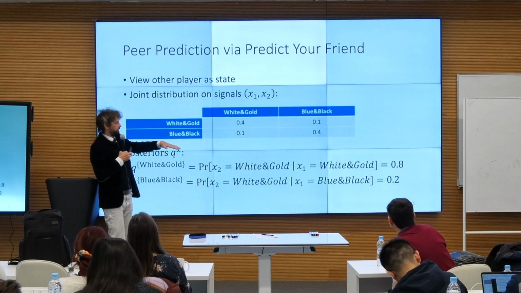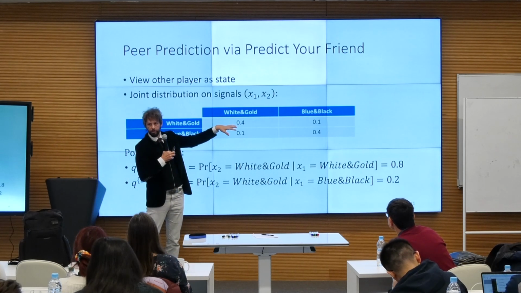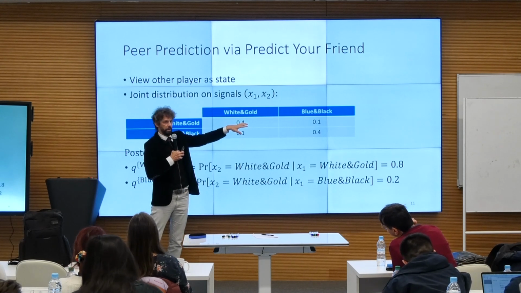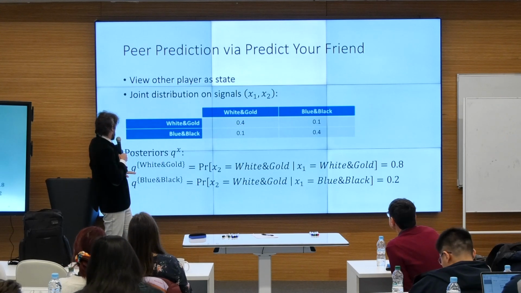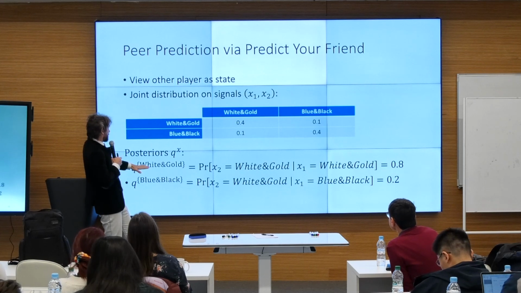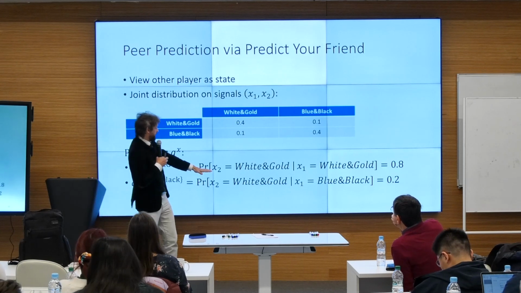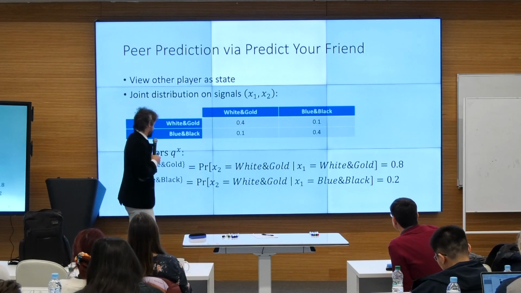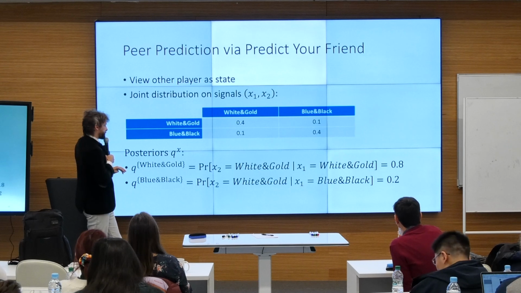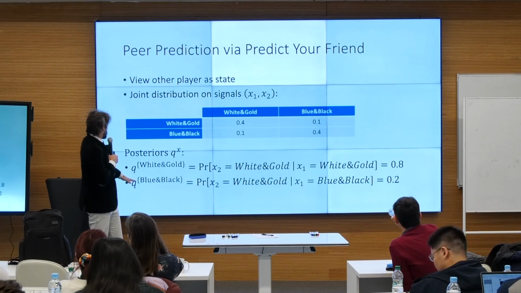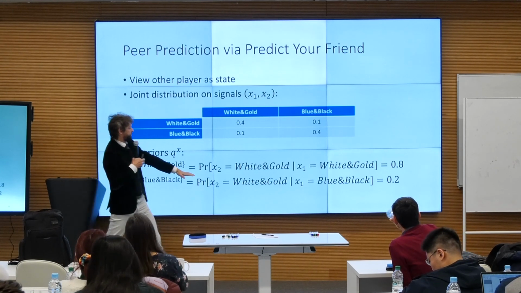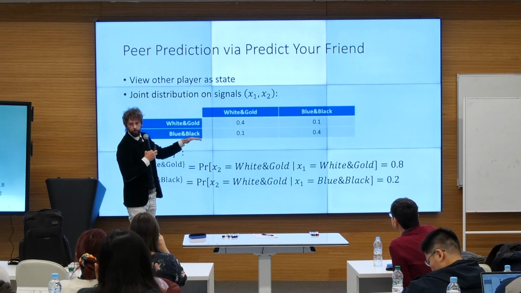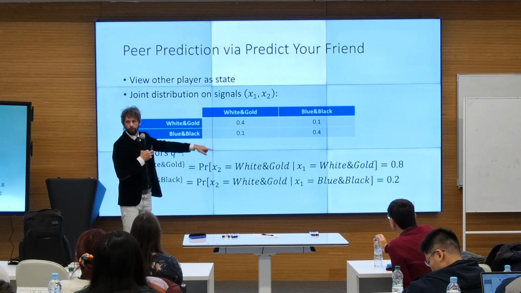on what your friend sees. Because you're in this row, you divide by the total probability of this row, and you get 0.8 and 0.2, because the row probability is 0.5. And so your posterior belief, given that you see white and gold, is the probability that your friend sees white and gold, conditioned on the probability you see white and gold, and that's 0.8. And the posterior belief, given that you see blue and black, which is the probability your friend sees white and gold, is 0.2. So if we're in this row, your probability of white and gold will be 0.2.